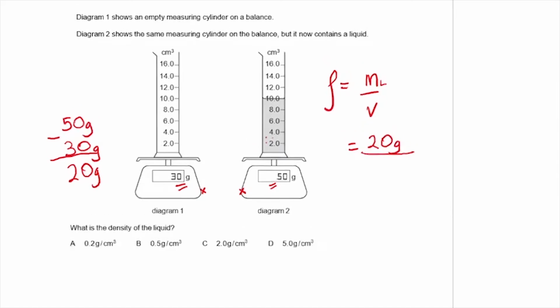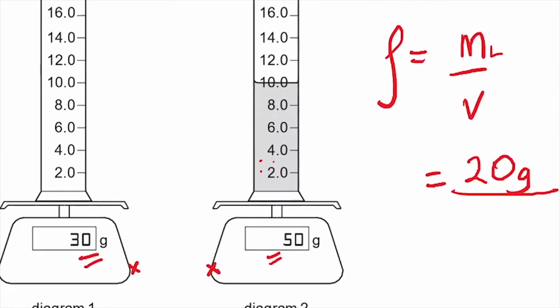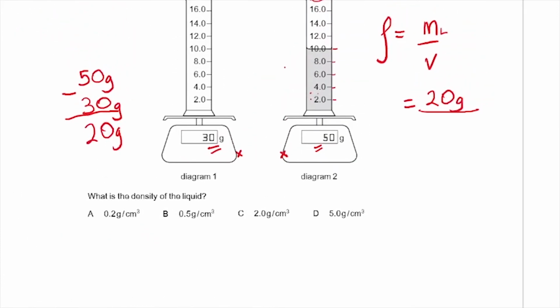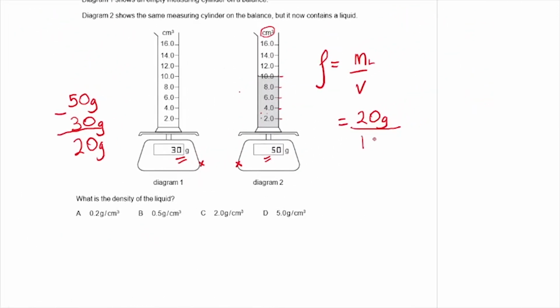The volume, we need to read this off from the measuring cylinder here. So we know that this is 2 right there, 2, 4, 6, 8, it's 10. So it's 10 and the units are centimeters cubed. So the volume here is 10 centimeters cubed. You find that the answer is 2 grams per cc, or grams per centimeters cubed. And so our answer is 2 grams per centimeters cubed.